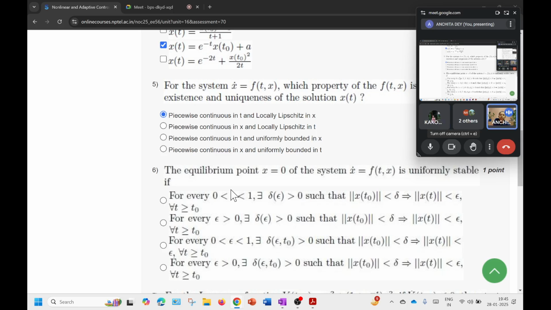Yes, asymptotic convergence means the... So asymptotic stability means the system is stable and asymptotically convergent. First of all, your origin should be stable. That's fine. And then your dynamics should be convergent as well. Let me give you an example if I can. Just a minute to check it.